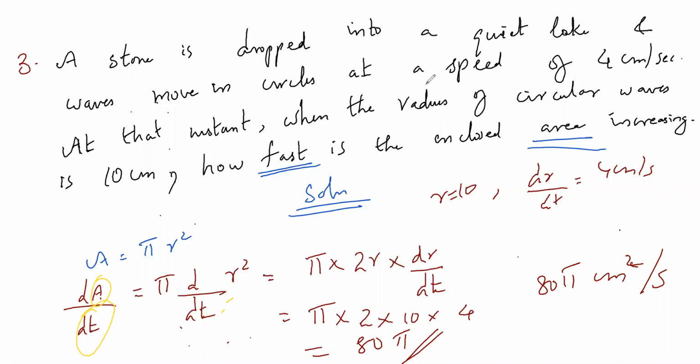So guys, in this question there is nothing called rate of change or anything, correct? But how to identify this thing? How fast is the enclosed area increasing? How fast is the enclosed area increasing? Which means what? Area is pi r square. How fast? Fast meaning put time. So dA by dt to find.